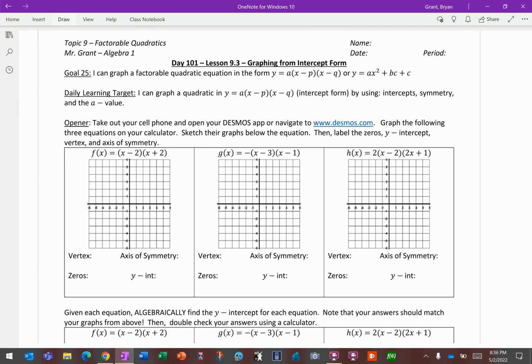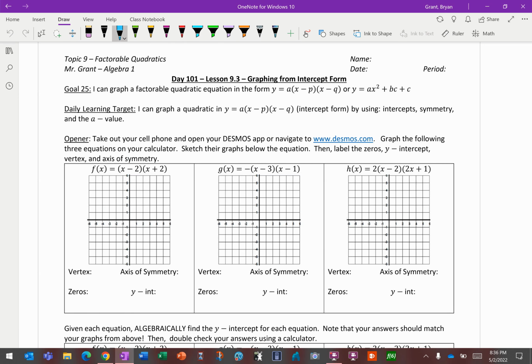up top here. You don't need to do too much with them right now, but we have these two forms. Today we're just going to focus on the first. In fact, the next couple days will just be on the first, and we'll finish Topic 9 with the second. So that's why our daily learning target focuses on graphing in this form, which is called intercept form.